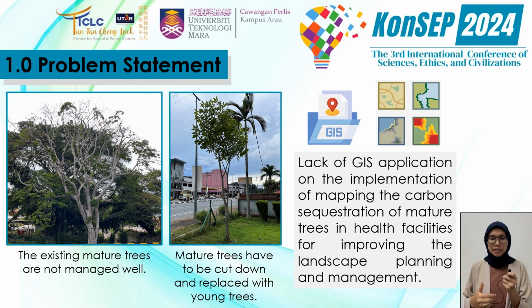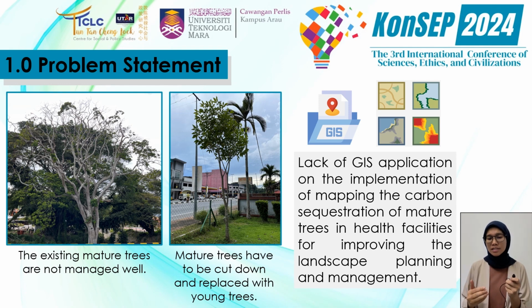Based on observation in the study area, the existing trees are not managed well, thus the matured trees will eventually have to be cut down and replaced with young trees. The amount of carbon sequestration will be reduced due to the absence of matured trees. So, GIS application can improve the landscape planning process and achieve the outcomes in a present information system for future reference, as part of an environmental information or decision support system.